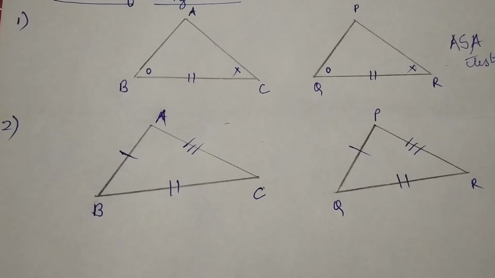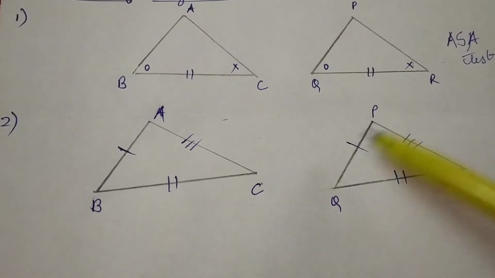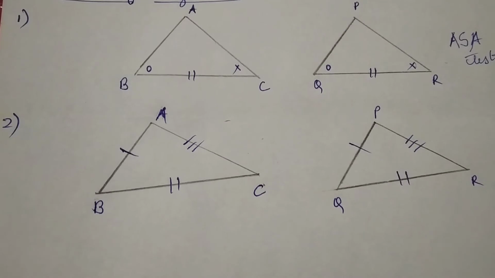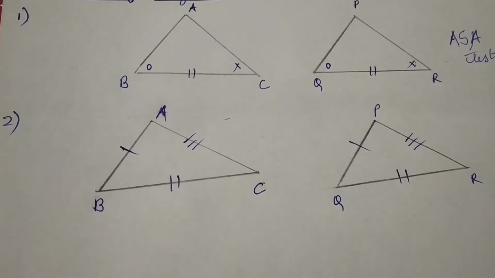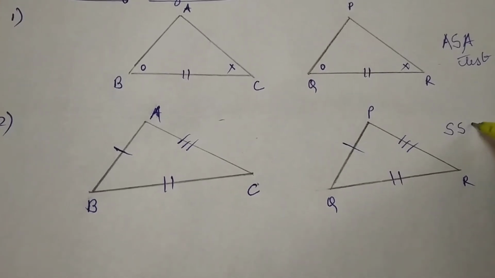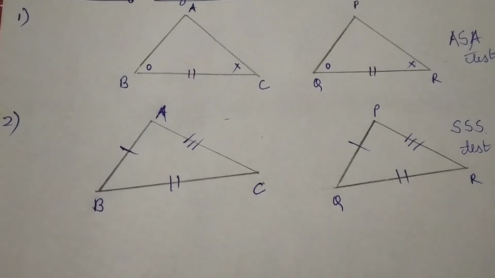Now the second example shows that AB is congruent to PQ, BC is congruent to QR and AC is congruent to PR. If you see here, children, all the three sides have been shown congruent. So in such a case we will say that the two triangles are congruent by the SSS test. This S stands for sides.